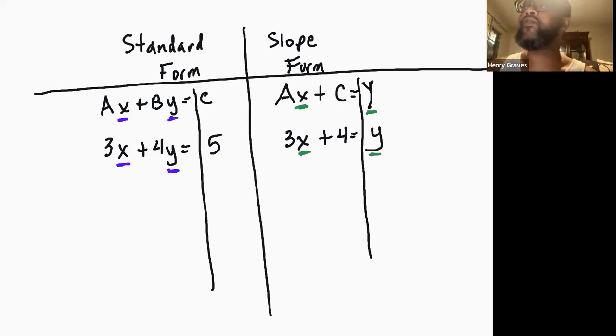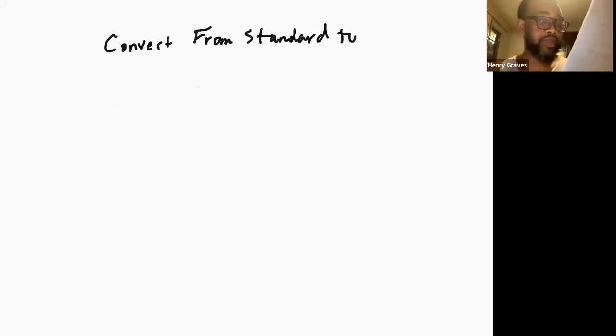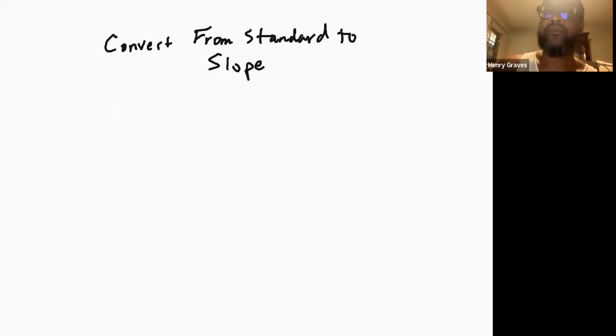Now I need to talk about converting. And this is where, because I've seen some of your assignments, you guys actually have to convert. We're going to convert from standard to slope. So a great example I can do, I just have to do one example so that way you can see it, like 5x plus 2y is equal to 6.